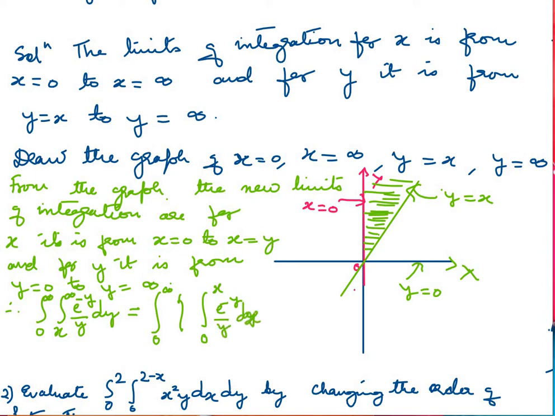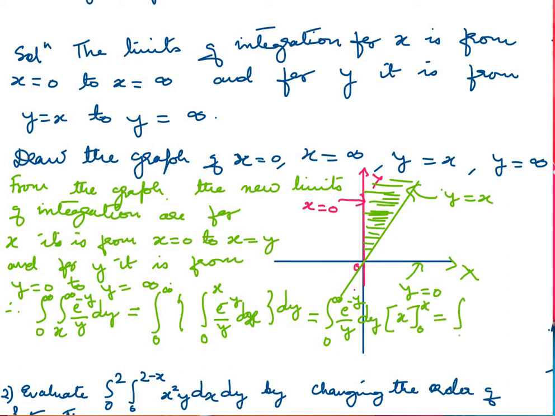Okay, we have to integrate with respect to x first, so we'll do dx then dy. And this gives you the integral from 0 to infinity. Now see that this e to the power minus y by y will act as a constant when you integrate with respect to x. So what is the integral of dx? It will be x. So we'll get e to the power minus y by y will remain there, dy, then times x from 0 to x.